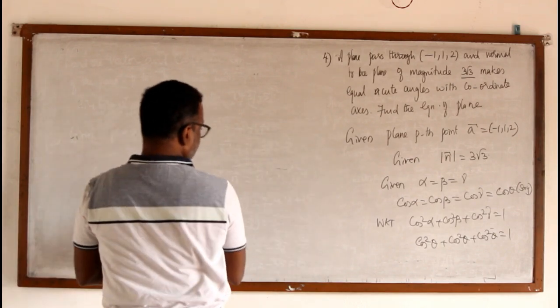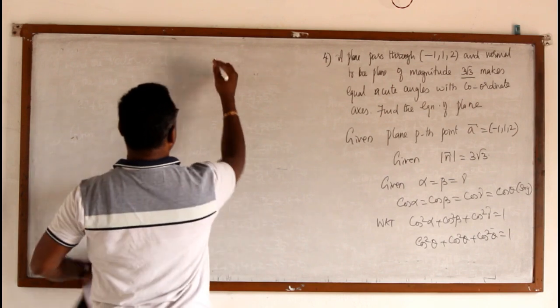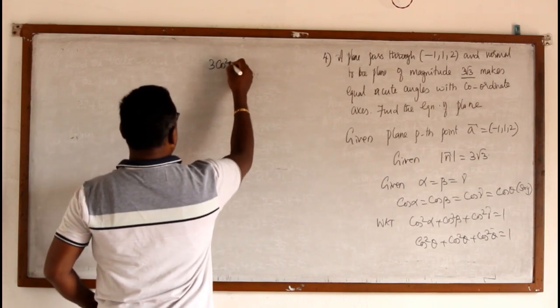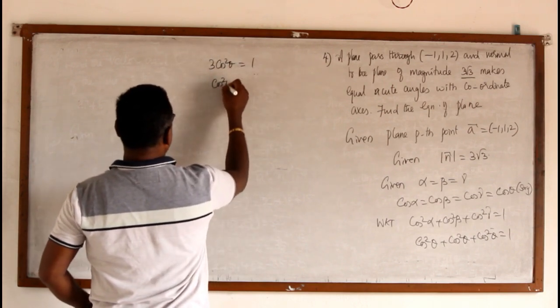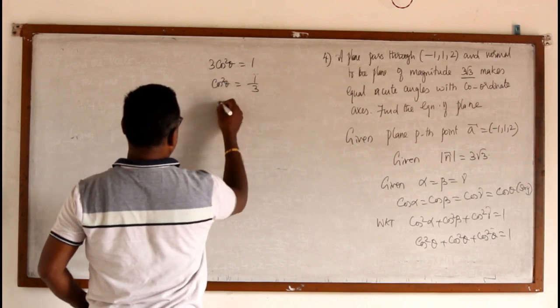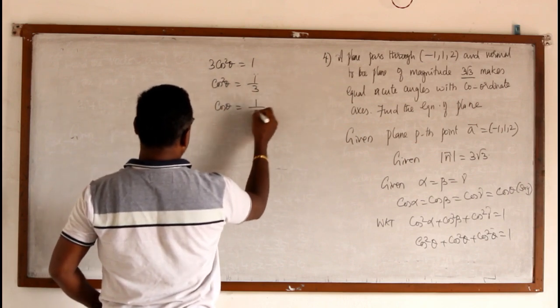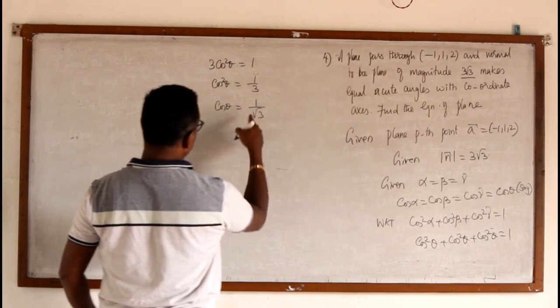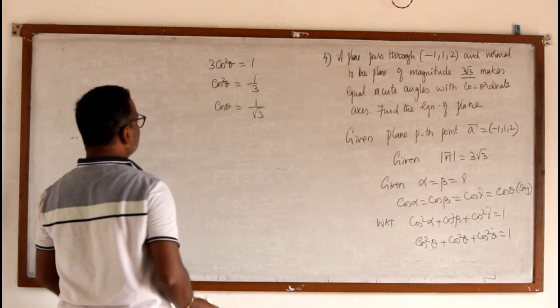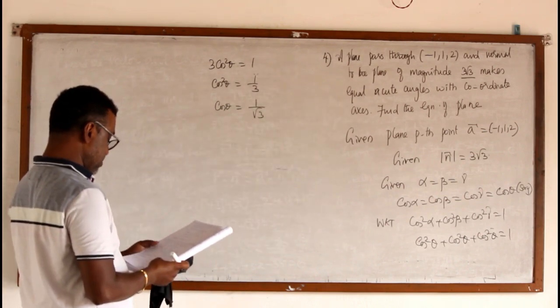Then, in this case, 3 cos square theta equal to 1. Cos square theta is 1 by 3. Cos theta is plus or minus 1 by root 3. They gave acute, so we shall take positive. Therefore, cos theta equal to 1 by root 3.